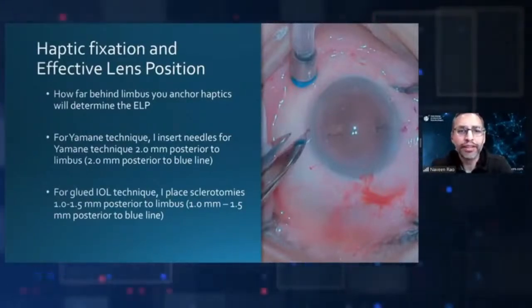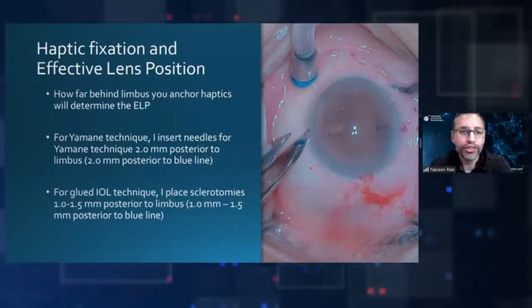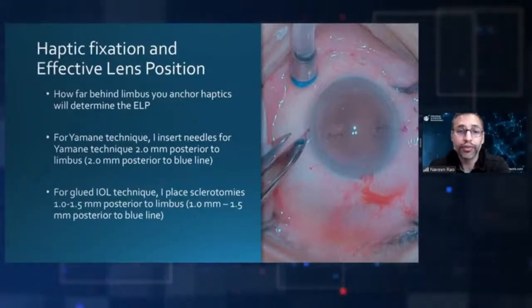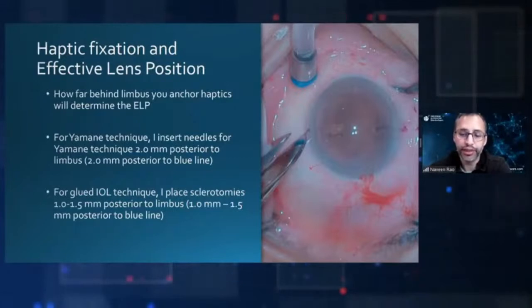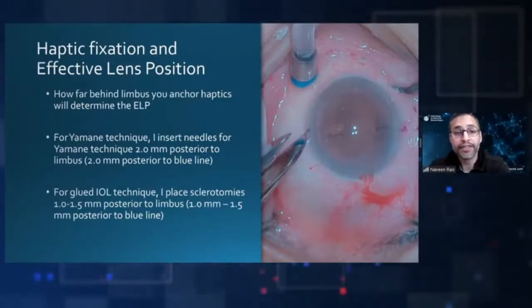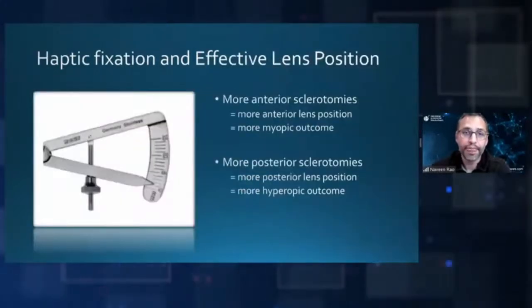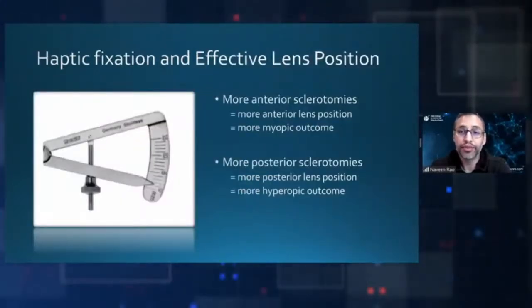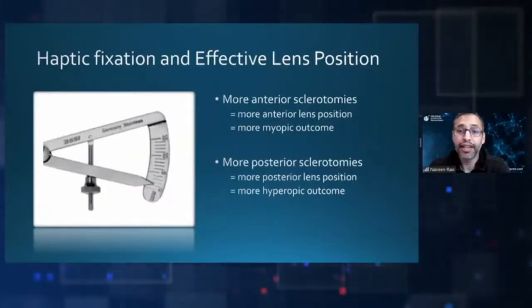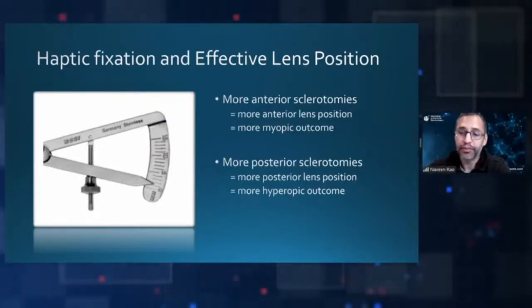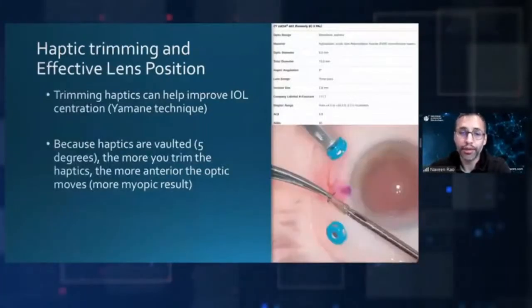So haptic fixation and effective lens position. How far you are behind the limbus where you anchor the haptics is what will determine the ELP. For the Yamane technique, I insert the needles 2 millimeters posterior to the limbus, where the blue line is 2 millimeters posterior to the blue line. For the glued IOL technique, I place the sclerotomies 1 to 1.5 millimeters posterior to the limbus. More anterior sclerotomies will result in a more anterior lens position and therefore a more myopic outcome. And conversely, more posterior sclerotomies will result in a more posterior lens position and a more hyperopic outcome.